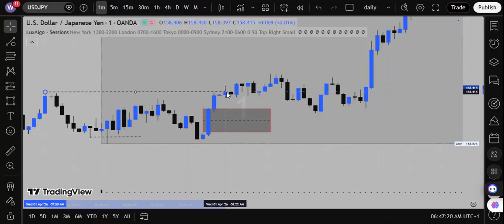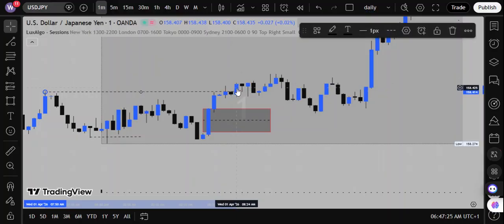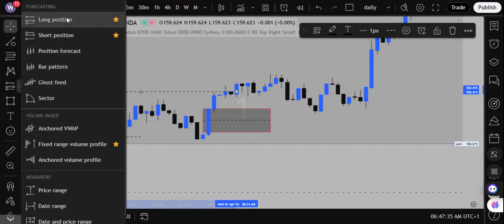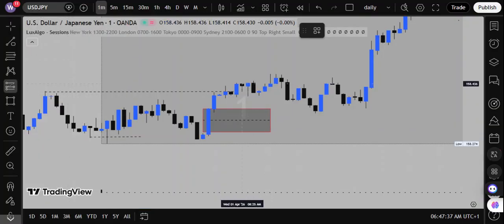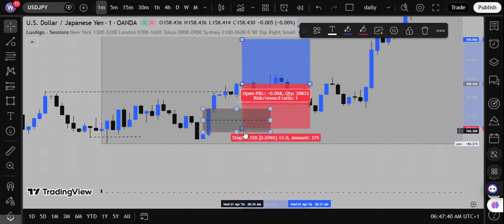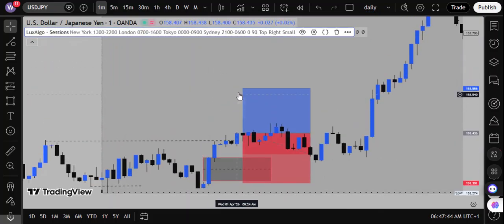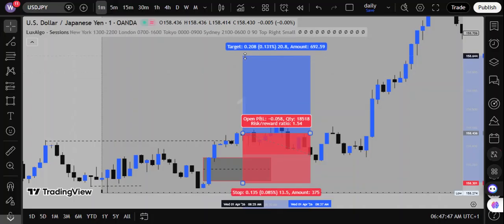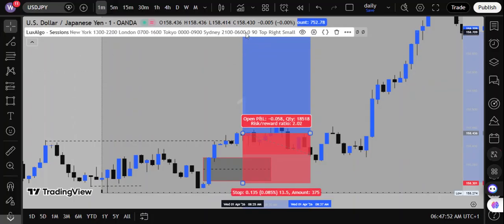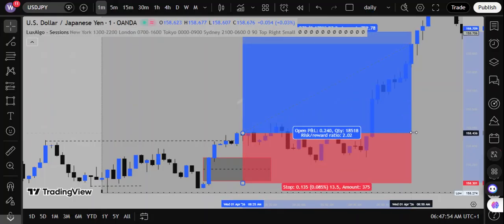Now you can see price rejected and finally broke out with this particular bullish candle right here. This is our confirmation. This is the bullish engulfing candlestick. This is our confirmation and we are taking the trade. So we want to go long after the close of that candle. Your stop loss will be right below the FVG and you want to target a 1 to 2 risk to reward ratio. Let's zoom out. 1 to 2. Okay, perfect.